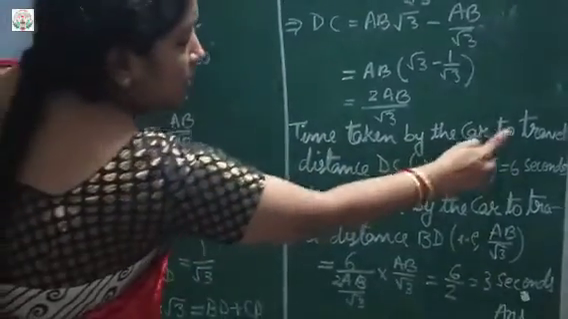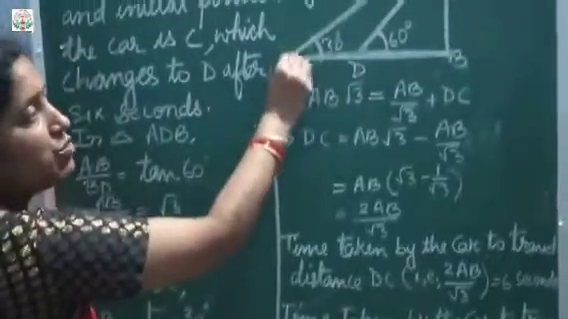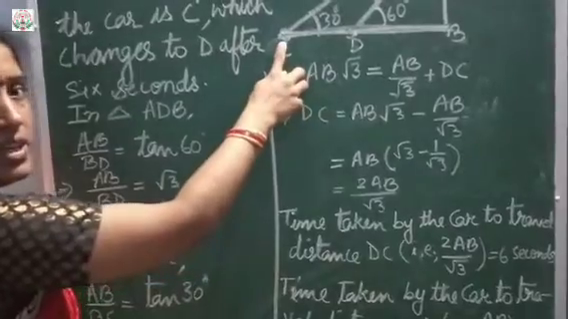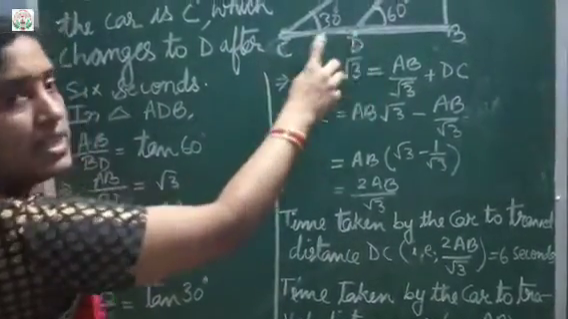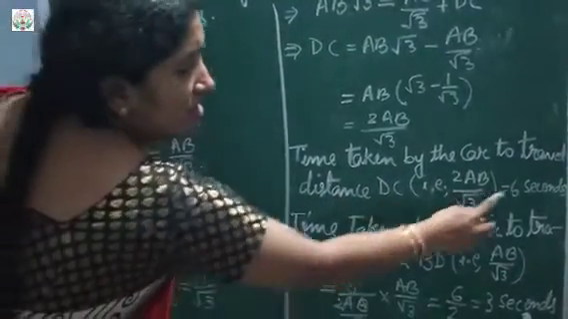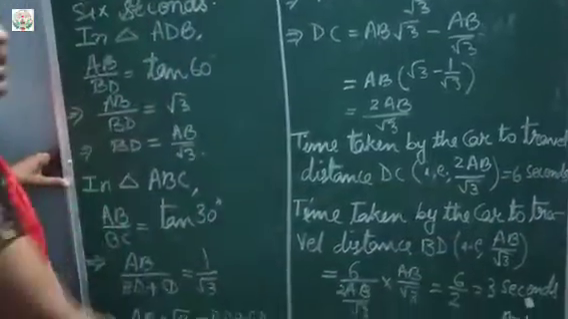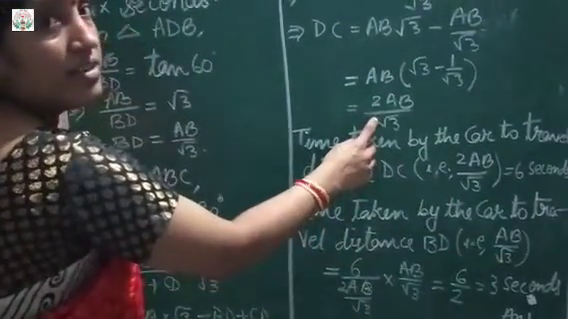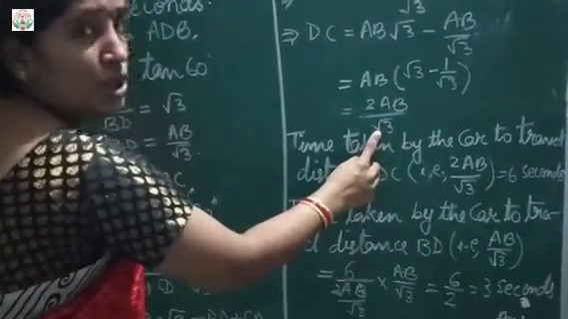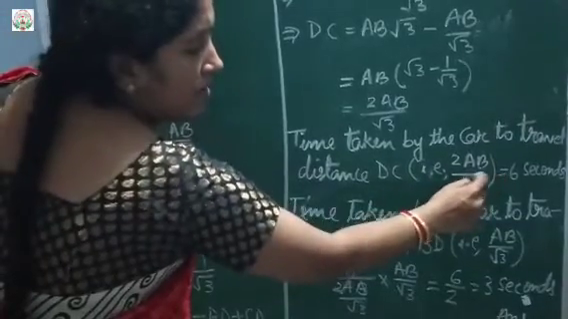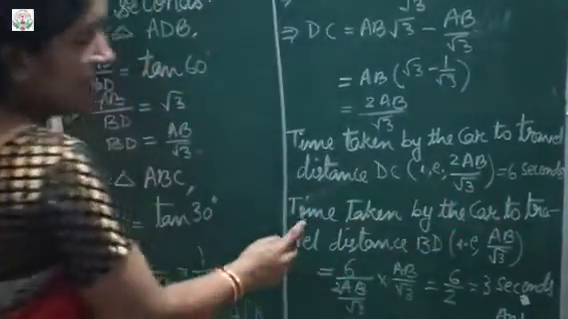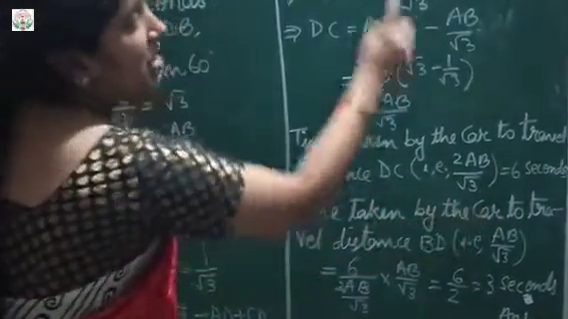After that, time taken according to the question, what is given? Time taken by the car to travel distance CD, because from C to D, how much time it took? 6 seconds. In the question it is given that the time taken by the car to move from C to D is 6 seconds. So C to D, what is the distance? This distance, 2 AB upon root 3, is travelled in 6 seconds. Now time taken by the car to travel BD distance.